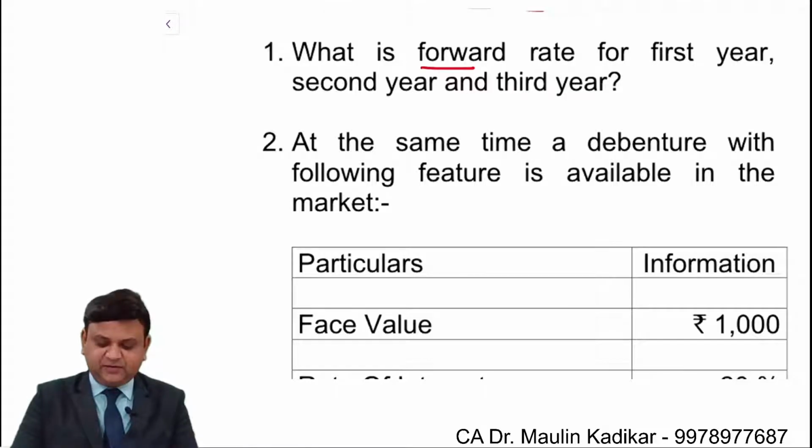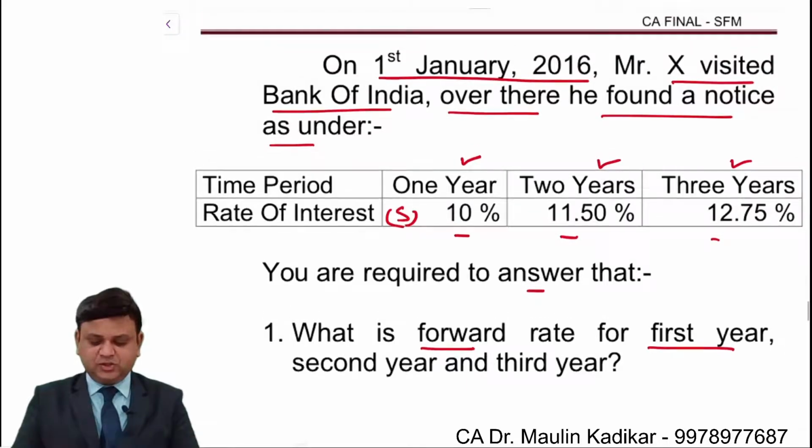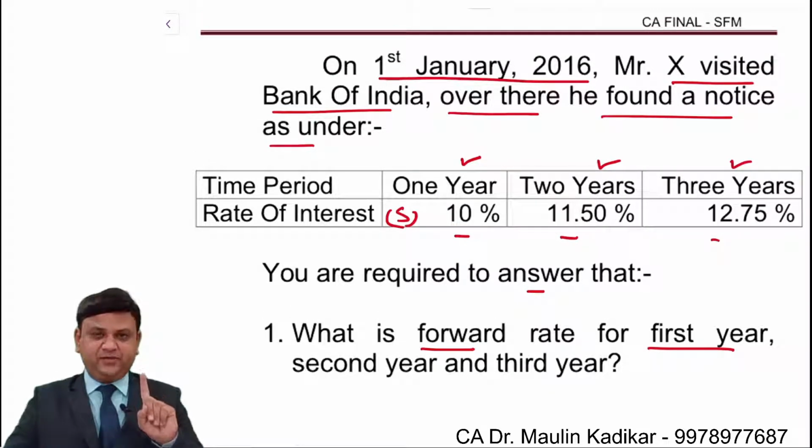What is the forward rate for the first year, for the second year, and for the third year? So we are required to make the calculation of F1, F2 and F3. Try to calculate the answer on your own.